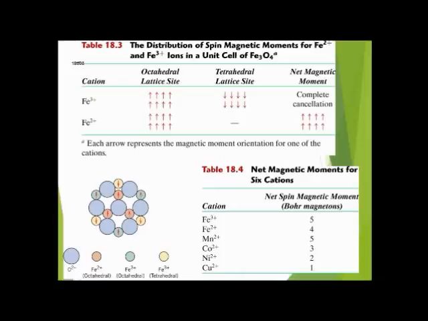Similarly, this is a little bit of elaboration on the previous one, showing how the alignments or configurations take place in the case of Fe2+ and Fe3+.